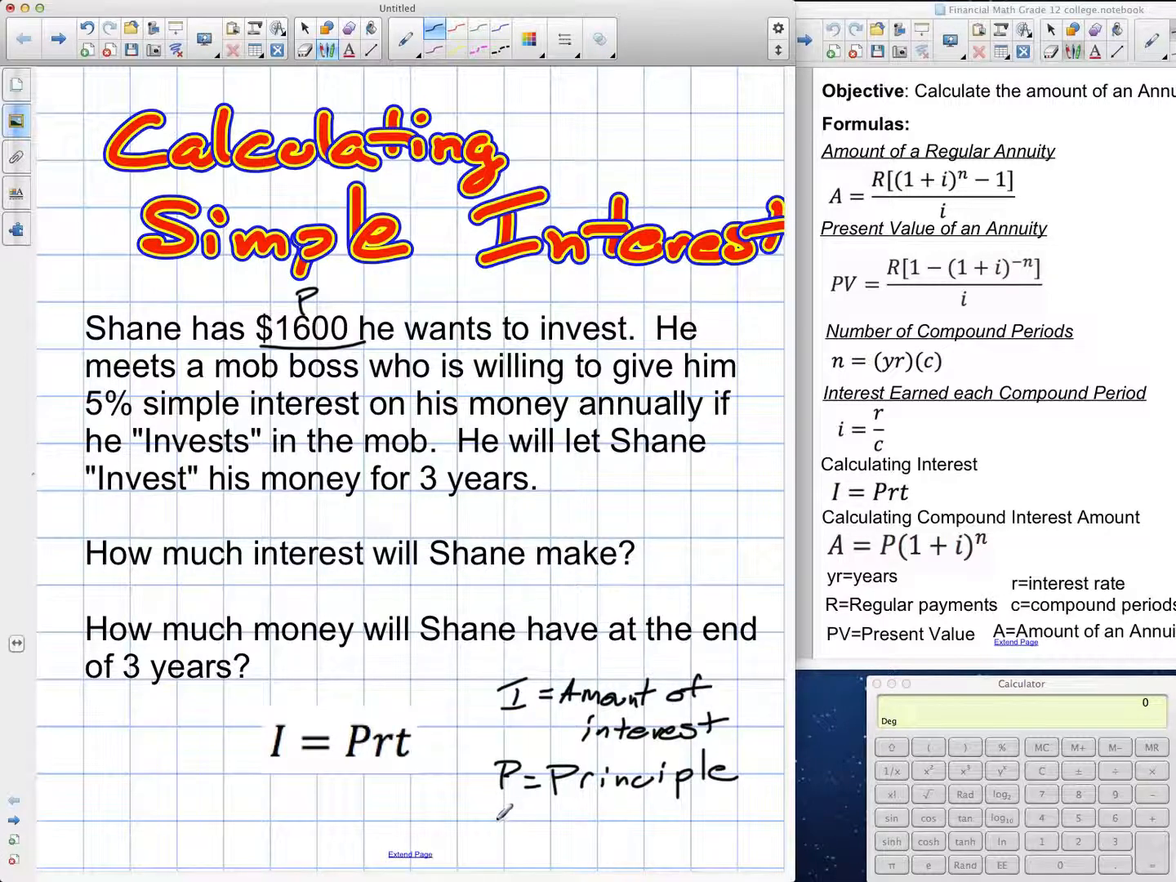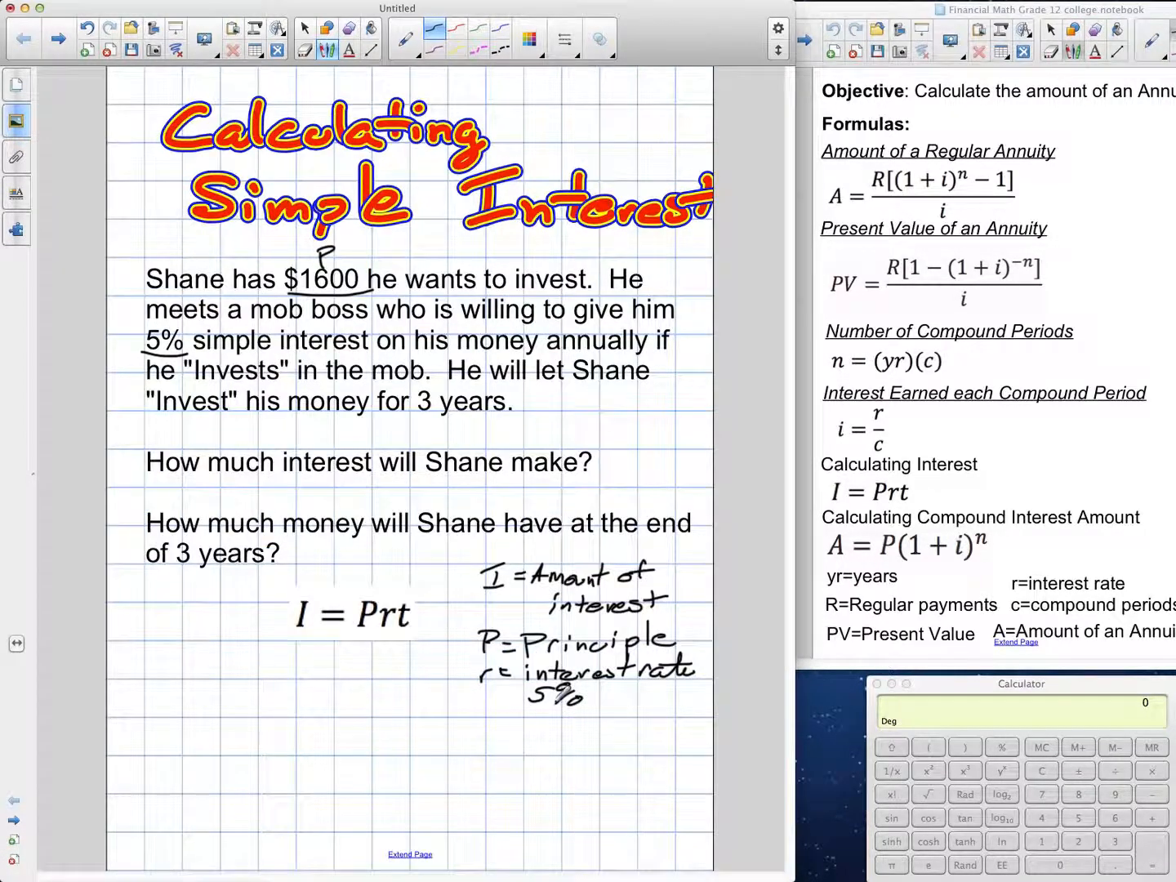R actually stands for the interest rate. So I is always a variable? Like it's always I? Yeah. Our actual interest rate here is our R, which is in this case 5%. Would it be 0.05? Yeah, but we're going to have to convert it to a decimal. So when we convert 5% to a decimal, it becomes 0.05. If you don't know how to do that, what you need to do is take 5 and divide it by 100. And it'll give you that amount.